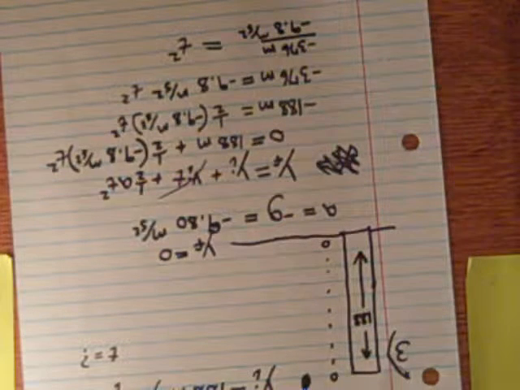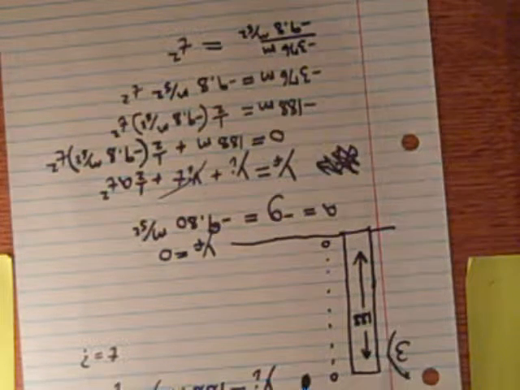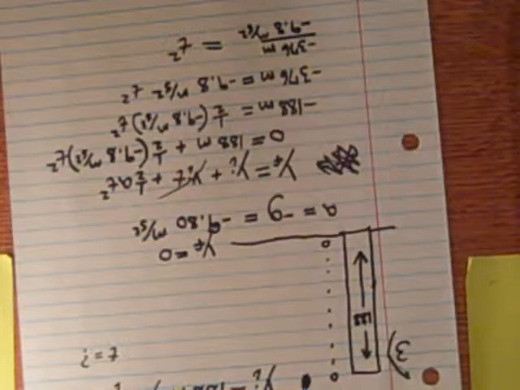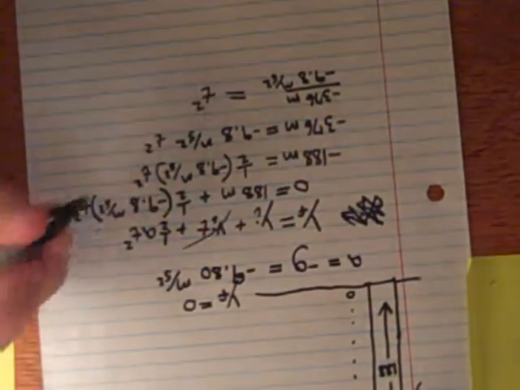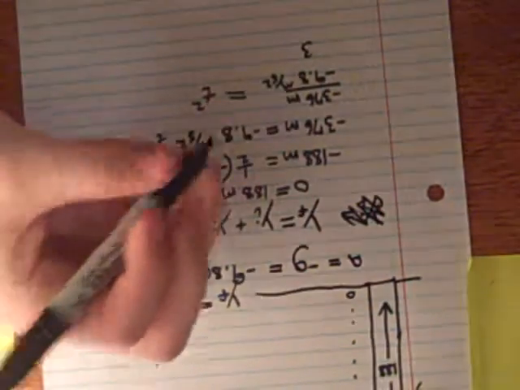And those negatives are going to cancel out. That's good, because you can't have negative time. If you ever get a negative value for t, you know you've done something wrong, probably. Unless it's really advanced physics.